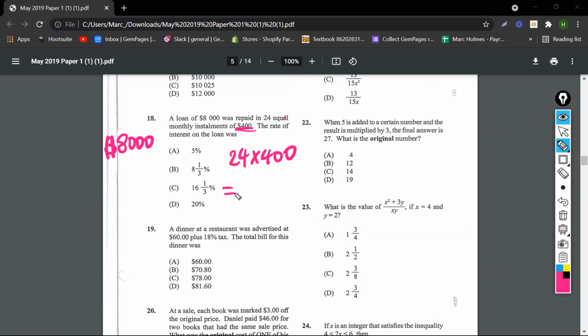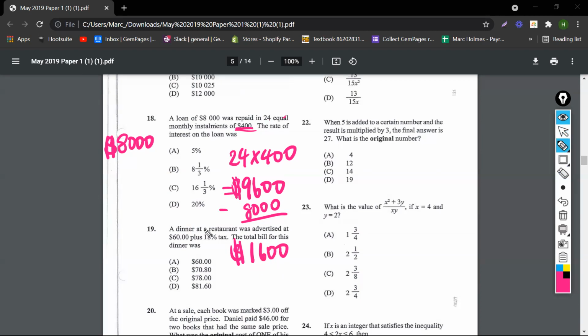So 24 payments of $400, guys, is definitely $9,600. If you multiply this out, guys, 24 times 400, you'd end up with $9,600. And $9,600 is actually $1,600 more than the 8,000 you borrowed. So this means you end up paying $1,600 in interest, right?